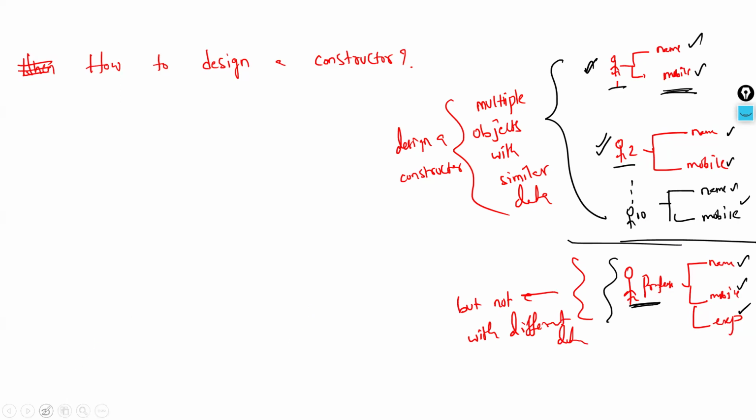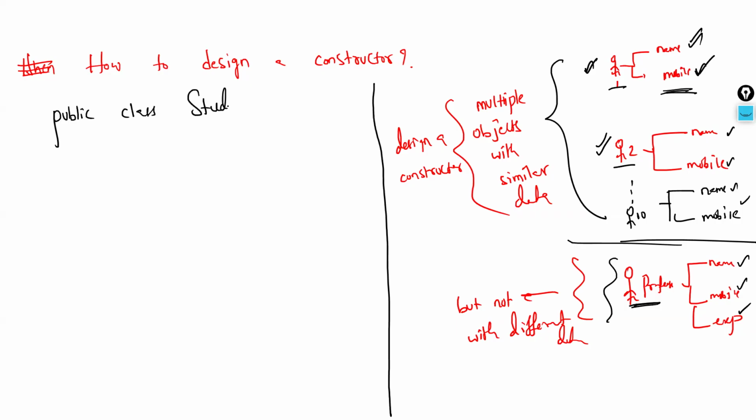Then, in this part, what is the Java syntax to design a constructor, where to store the name and mobile number of multiple students? That's our next part. So for that, let me take one class. Public class, the class keyword, followed by Student as the class name.